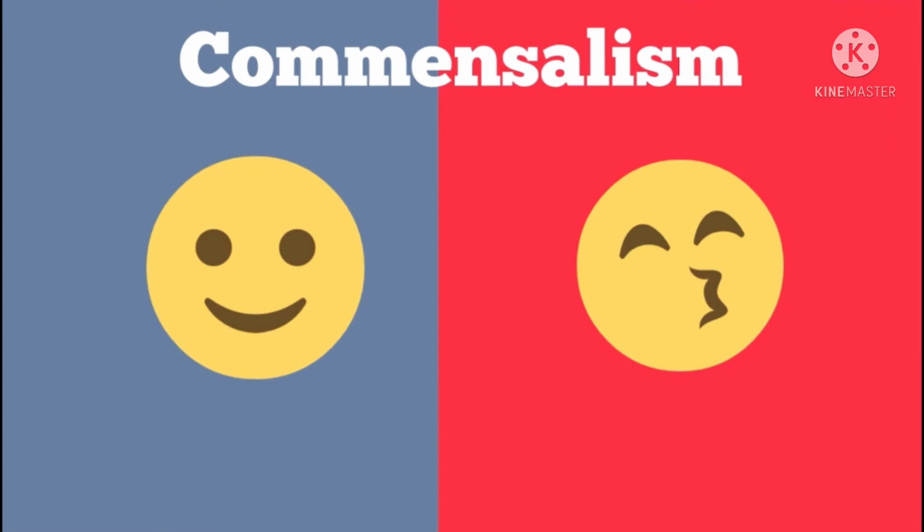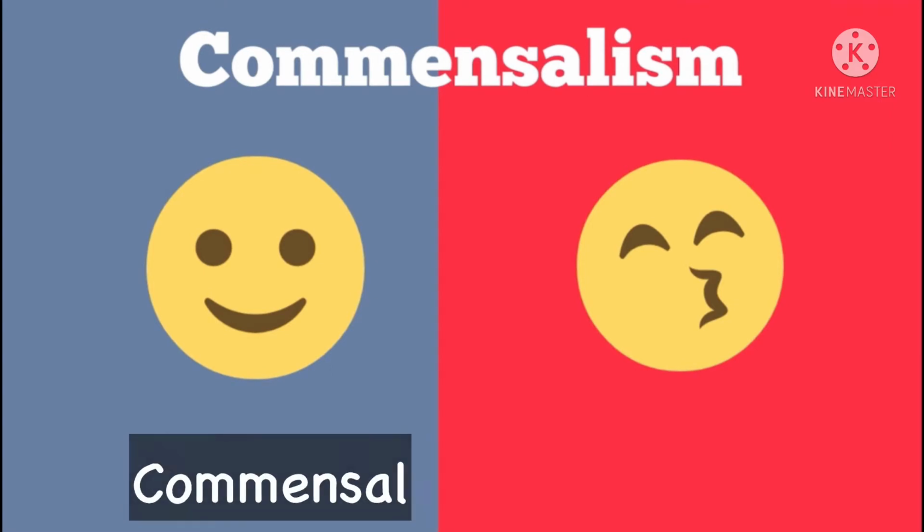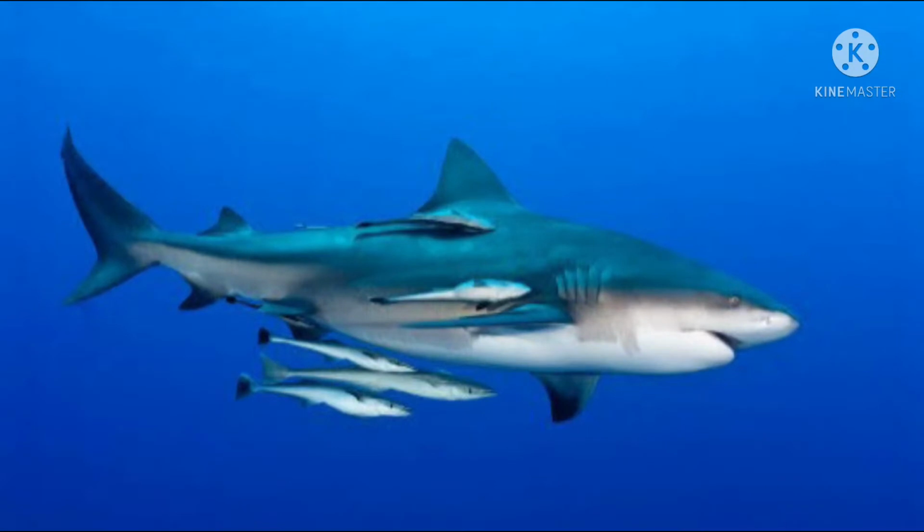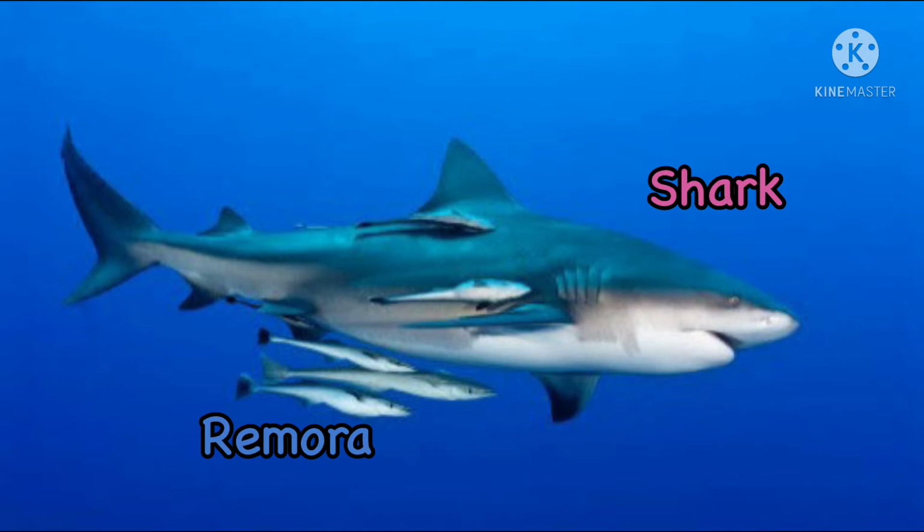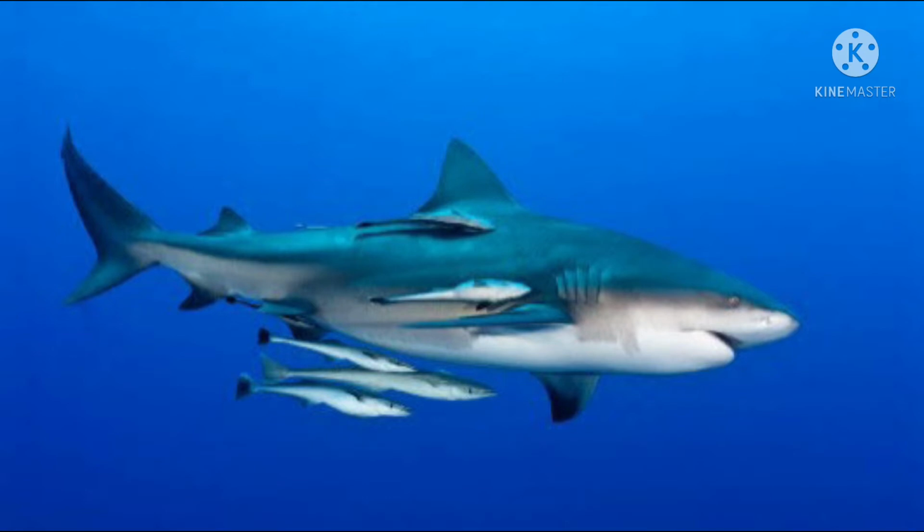The organism that benefits from the relationship is called the commensal. In the case of the shark and the remora fish attached on its ventral side, the remora fish gets a free ride and food from the leftovers of the shark. The shark is not affected by the presence of the remora and does not benefit from the association.